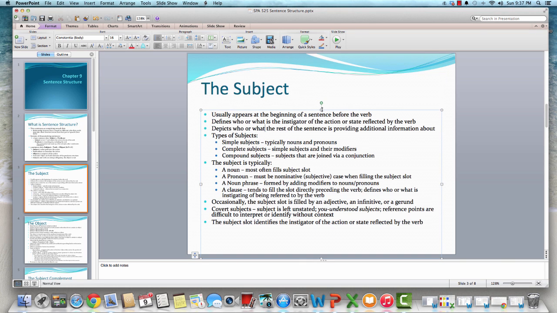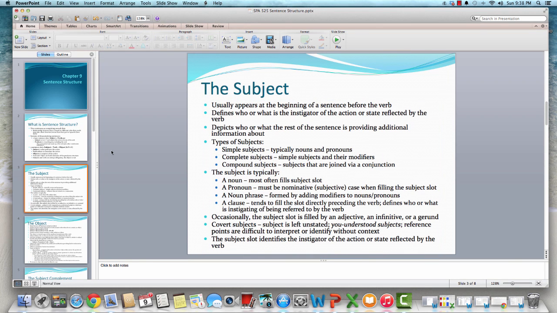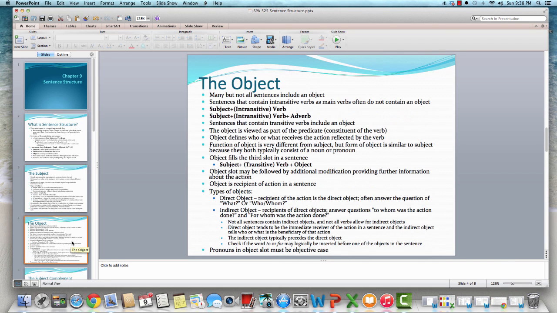You can't just have a sentence understood without the context and know who the subject is. And then finally, the subject slot identifies the instigator of the action or state reflected by the verb. So we'll learn more about the verb in a minute. Now, the object. Remember, the object is not obligatory. It's not always going to be there, but when it is there, this is how we can describe it.